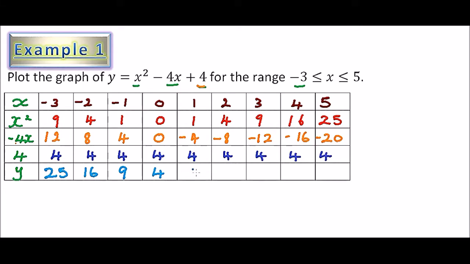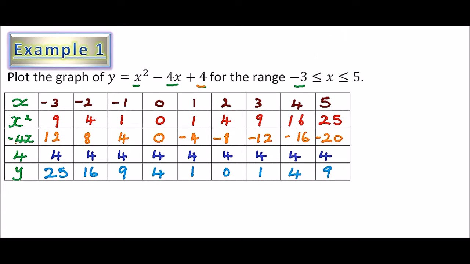Minus 3 plus 4, we get positive 1. Here is 4 minus 8 is minus 4. Minus 4 plus 4, we get 0. Then we have 9 plus minus 12 is minus 3. Minus 3 plus 4, we get positive 1. Here we have 16 minus 16 is 0. 0 plus 4, we get 4. Then we have 25 minus 20 is 5. 5 plus 4, we get 9.